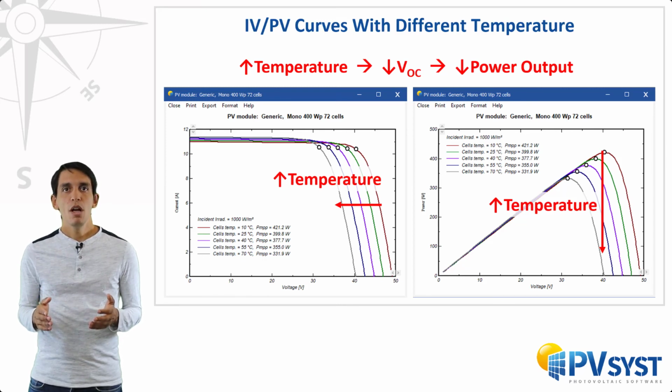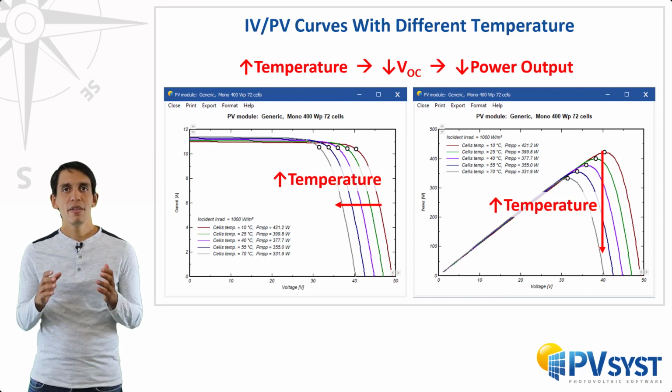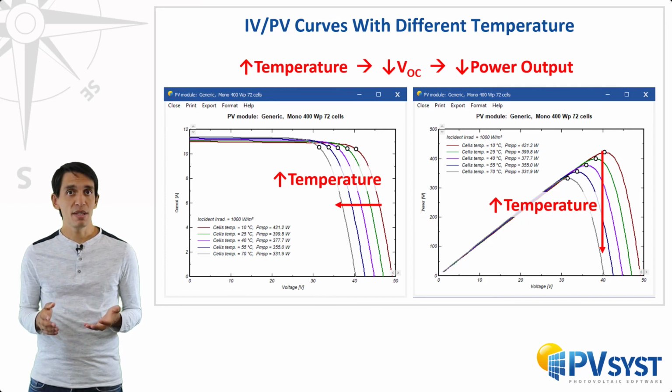So, for example, under the same solar illumination of 1000 watts per square meter, a module operating at 60 degrees Celsius would produce 12 to 14% less power than if it were operating at the standard test conditions of 25 degrees Celsius. The ISC slightly increases at the same time, but this does not have a significant impact on the power output of the module.